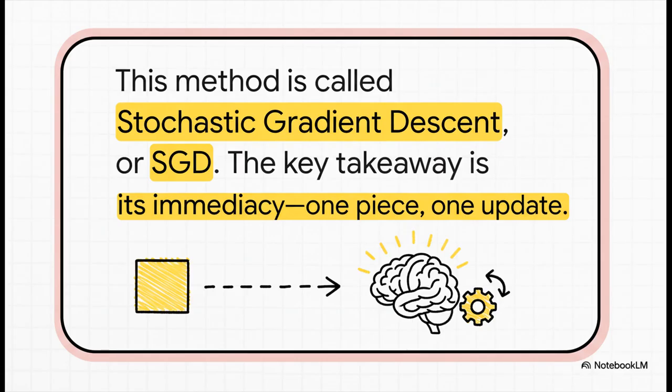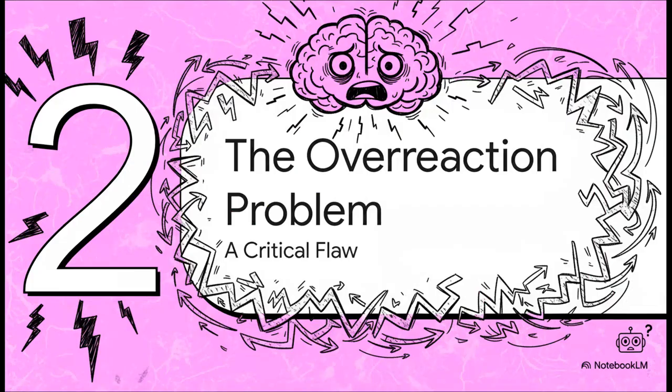So this whole one-by-one method actually has a pretty fancy name in the AI world. It's called stochastic gradient descent, or SGD for short. But all you really need to remember is its core idea. One piece of data, one immediate update. But, and this is a big but, there's a huge problem with this approach, a really critical flaw. It makes our AI student, well, kind of freak out and overreact to everything it sees.